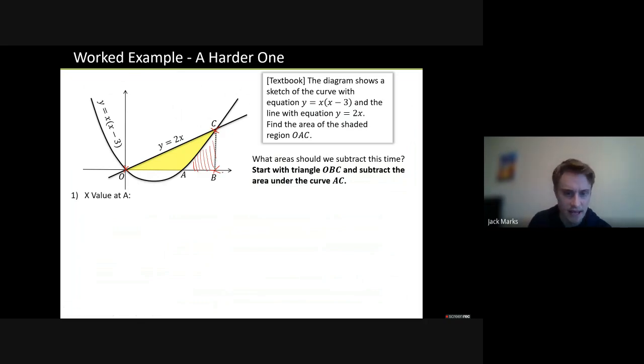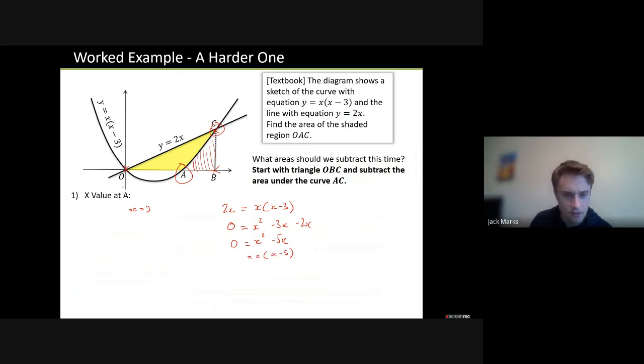So the x value at A, well, how could we find this one here? Inspecting the quadratic, it says that it's going to be 3, isn't it? Okay. What about the b value? Well, you'd need to solve these simultaneously to get the b value. So 2x equals x multiplied by x minus 3. It's probably easiest if we do 0 equals x squared minus 3x, and then bring the minus 2x over as well. So it will be x squared minus 5x, which shows you that it's x and x minus 5.